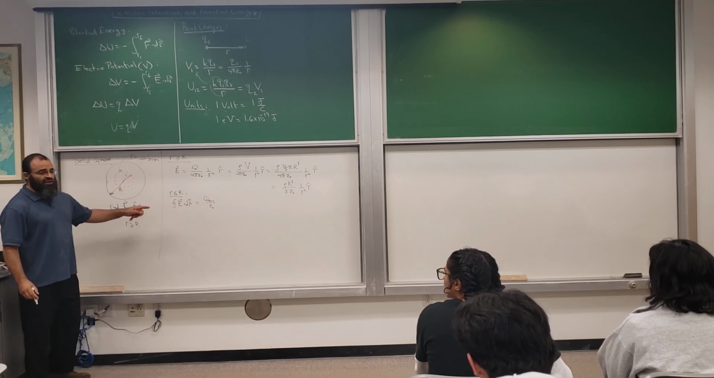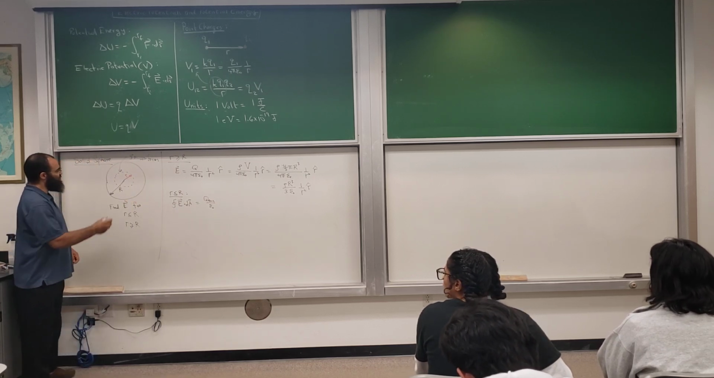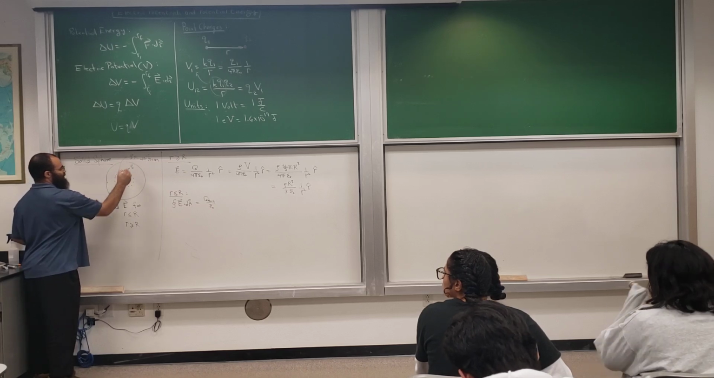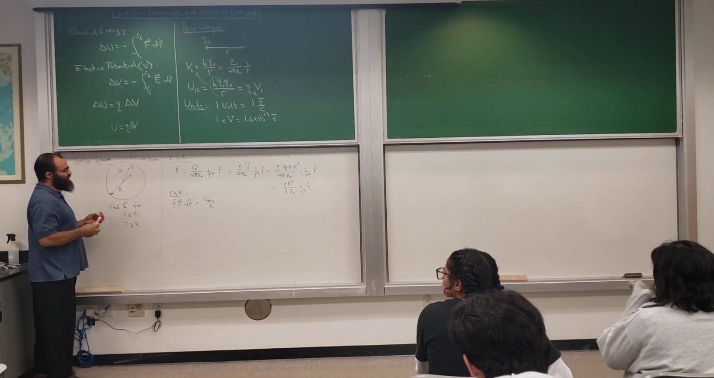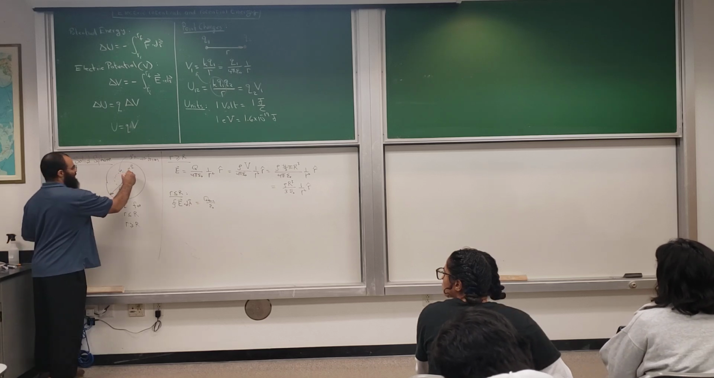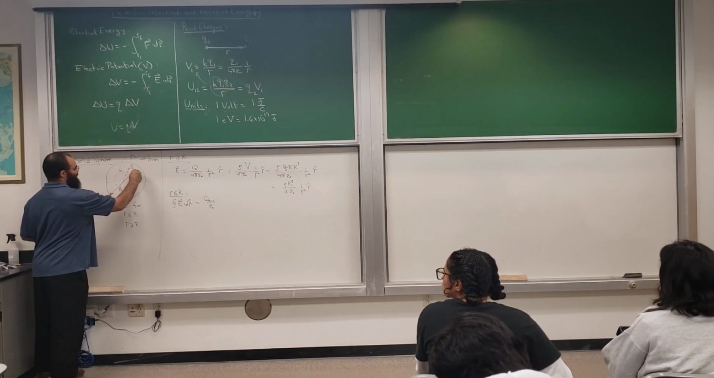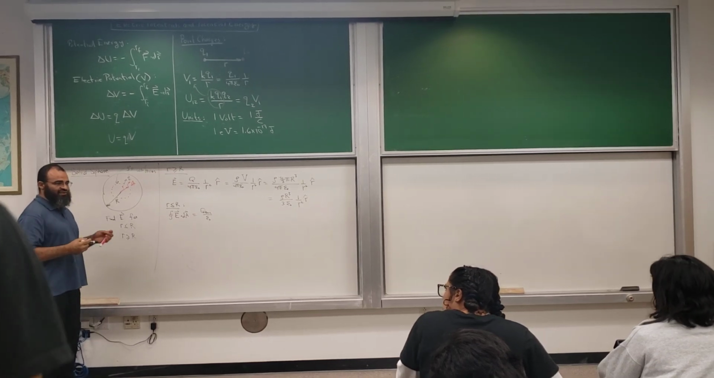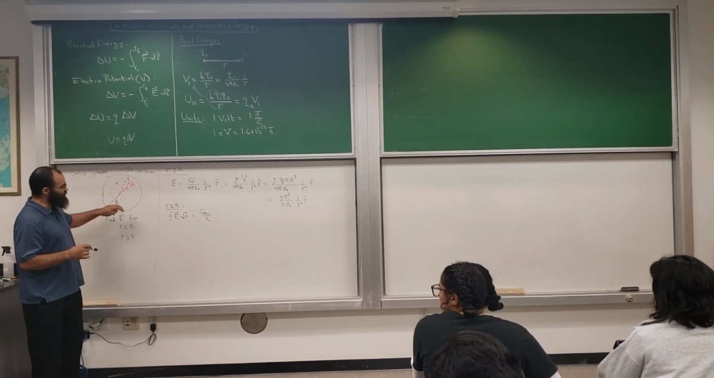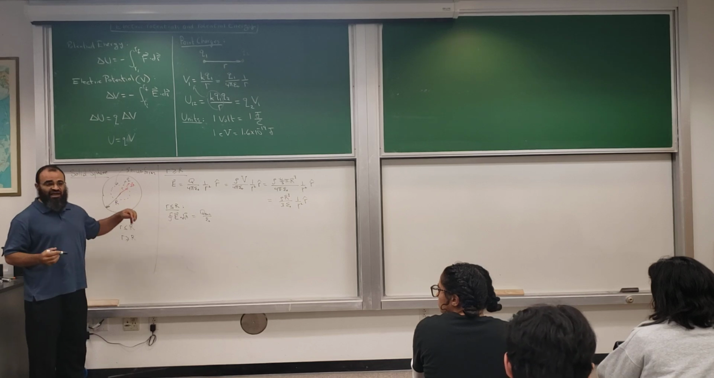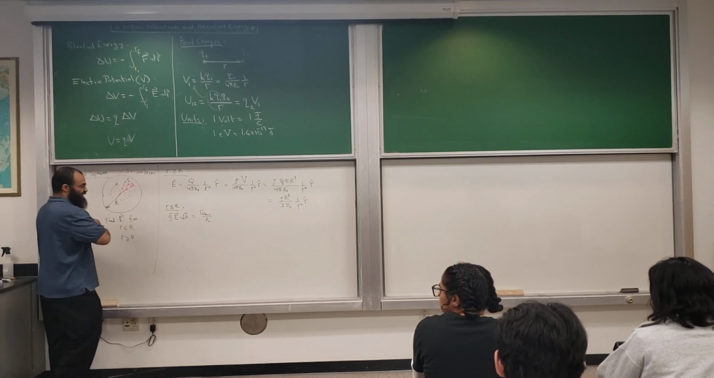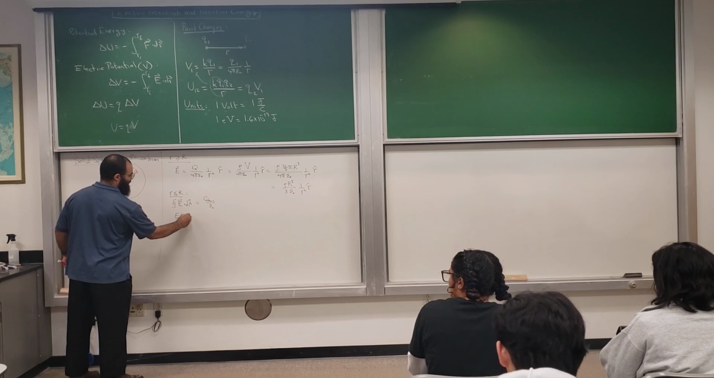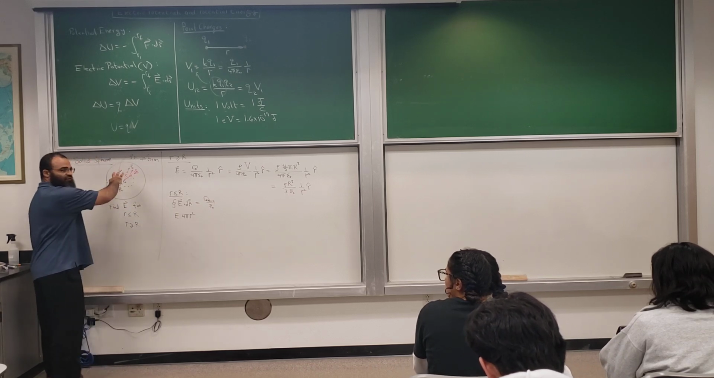Okay. E dot dA: the electric field points radially outward. dA points in what direction? Also radially outward, so they're parallel. So E dot dA becomes E dA. E is the same over the entire surface. You pull it out, so it just becomes E times A. And what is A? 4 pi little r squared. It's the surface area of the Gaussian surface.